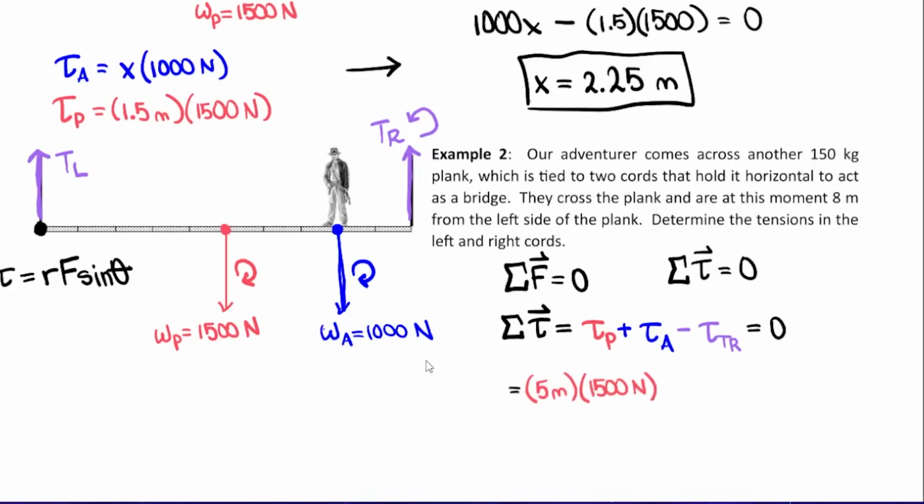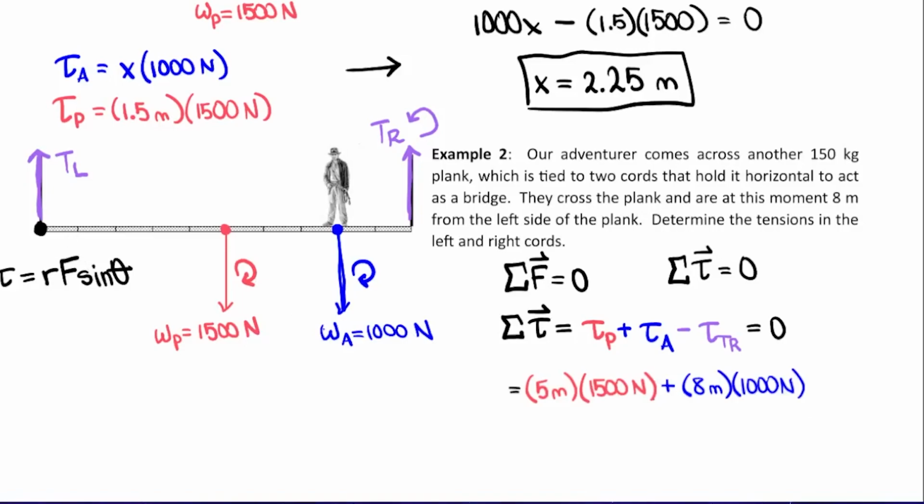its force or weight. And again, the sine of the angle here is going to cancel out to 1 because all of the distances and forces involved here are perpendicular. So we don't really need to worry about the sine component here. So then the torque of the adventurer can be expressed as the distance, which is given as 8 meters, times the weight of the adventurer, which was 1,000 newtons. And again, that sine theta is going to go away.